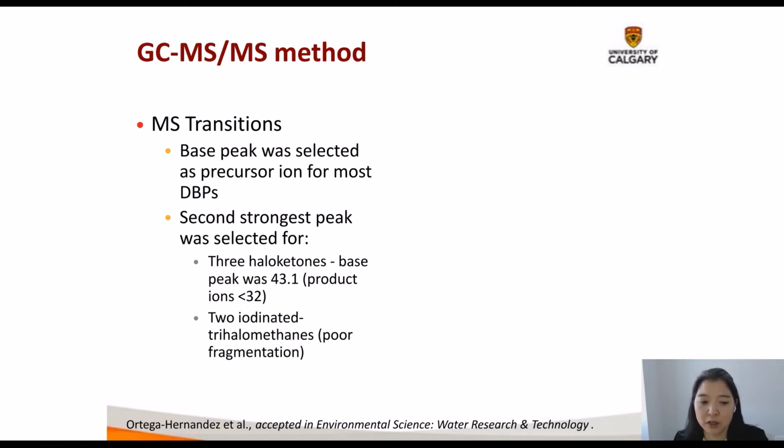This would produce a very low product ion, so we cannot quantify at such a low mass to ion ratio. We also found a similar issue with two iodinated trihalomethanes, where the base peak led to really poor product ions, especially because these compounds are really, really small. I think the largest would be about 250 Daltons. And so for some of these, we have to choose the second strongest peak. In this case, for the iodinated trihalomethanes, we have to choose the molecular ion.